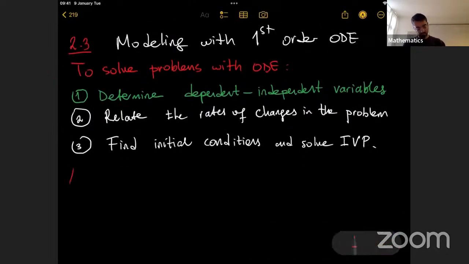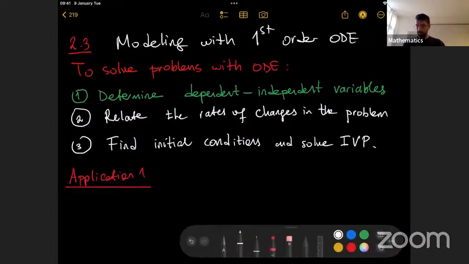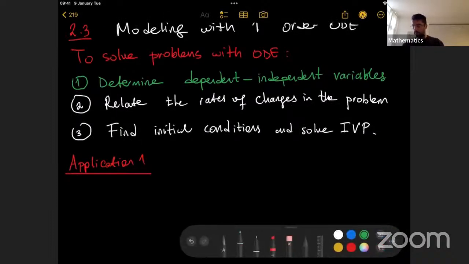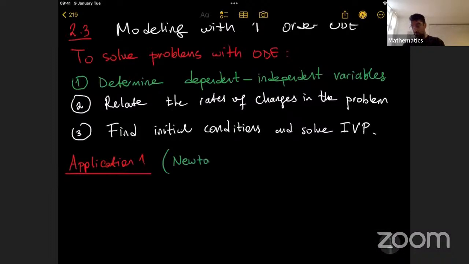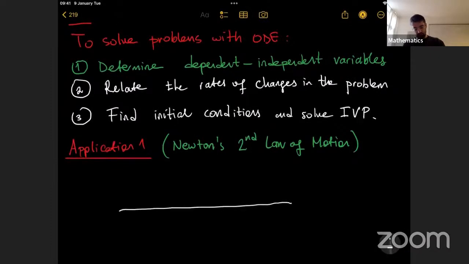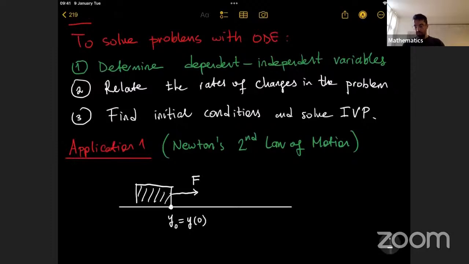So this is application 1, and it's Newton's second law of motion. Well, basically we have a mass and we push this mass forward with a force. This is the force acting on this object, and let's call the initial position y0, which is the position at time 0. Then you move it and it comes to that point, let's say here.